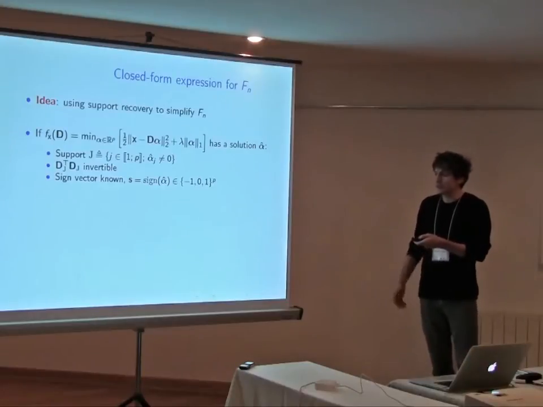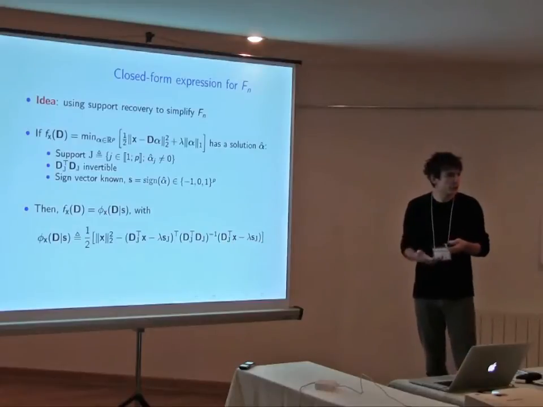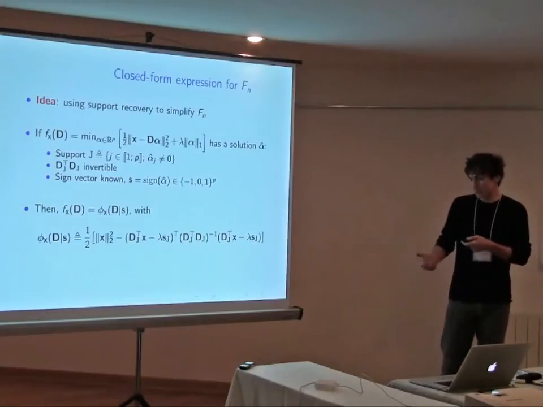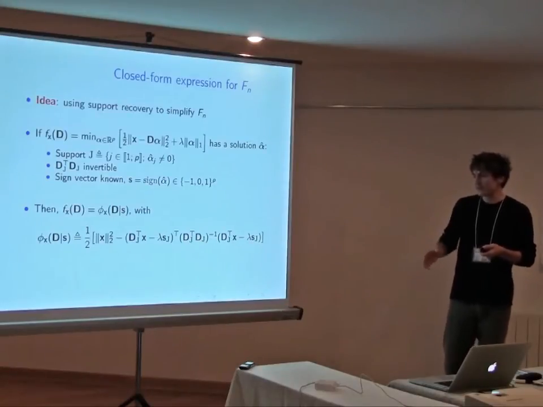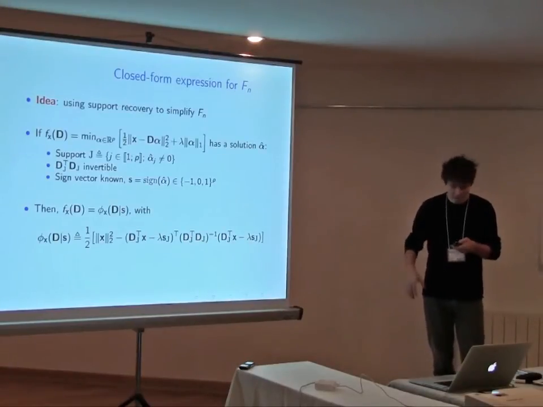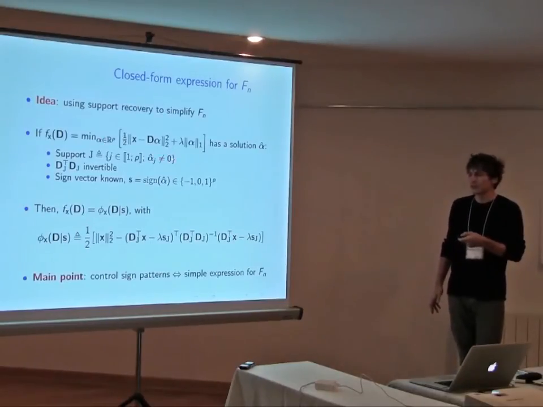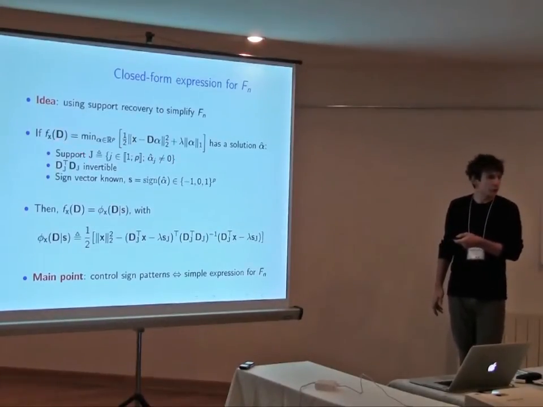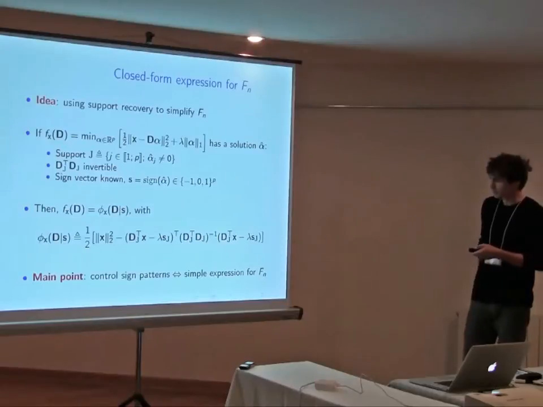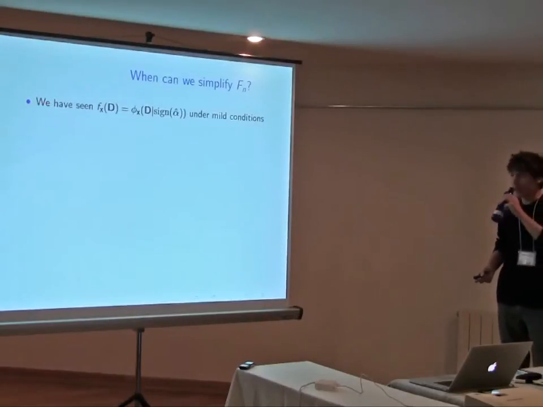it's quite easy to show that the function f of x coincides with another function, a surrogate function, for which we have an explicit form. So beyond the exact expression of this surrogate function, what is important to keep in mind is that as soon as we're able to control the sign of this solution here, we can have a simple expression for the function. So this is the main message. So when are we going to be able to exploit this fact?